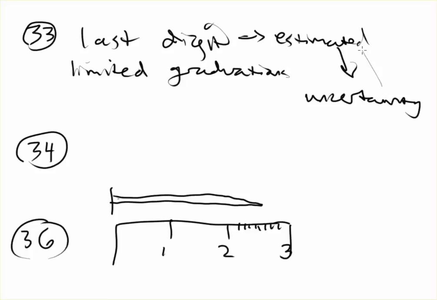Question 34 said, no matter how careful an experimenter may be, a measurement always has some degree of uncertainty. I also accepted estimation, but uncertainty is significantly better.